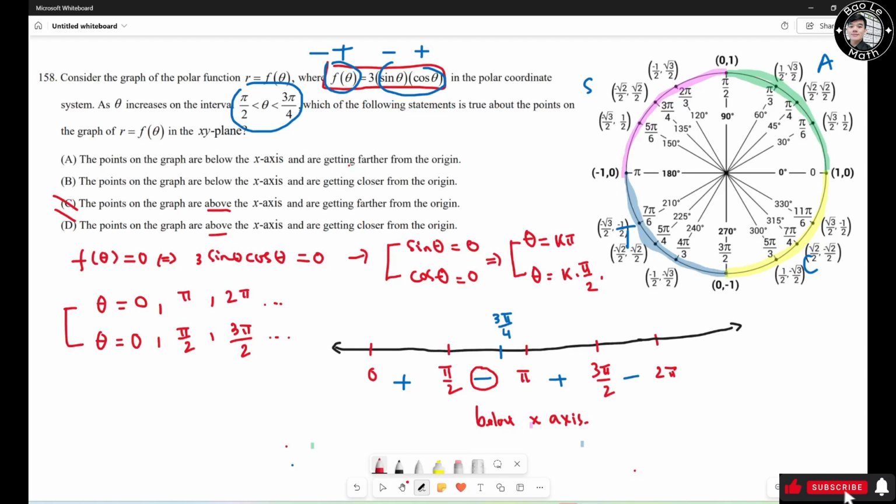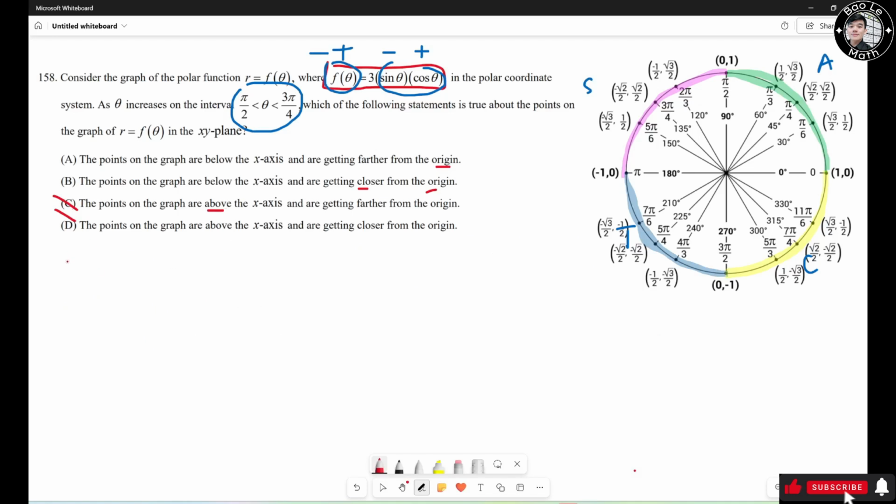Now you need to check to see if it's getting farther from the origin or closer to the origin. In order to do that, we need to check the average rate of change. Now the formula for the average rate of change is going to be f of b minus f of a over b minus a. This one is a. This one is b, right? So you have f of 3 pi over 4 subtract f of pi over 2, over 3 pi over 4 subtract pi over 2.